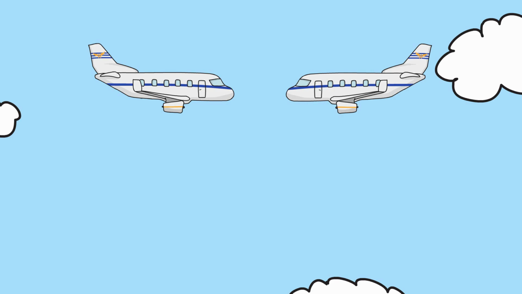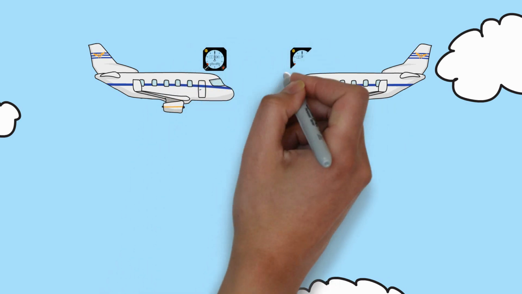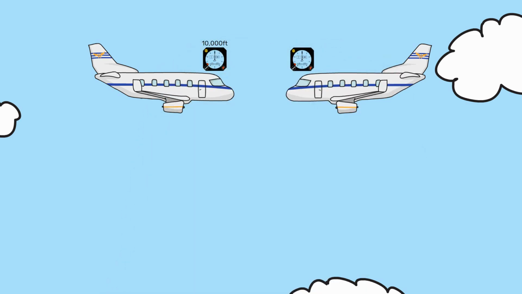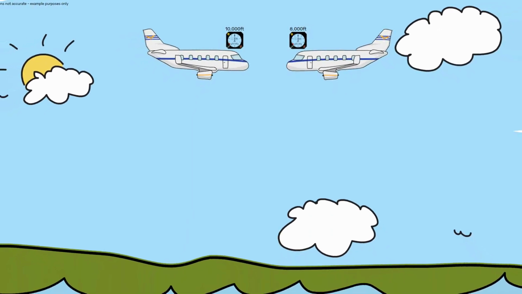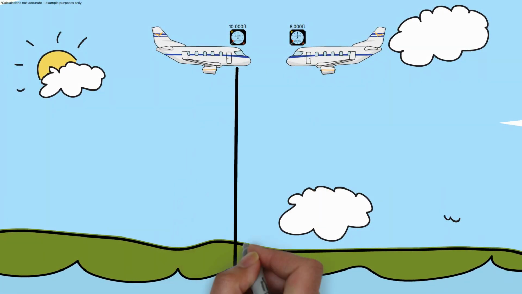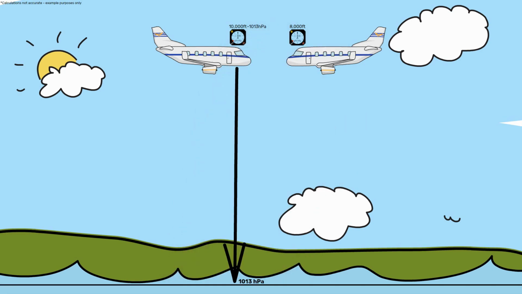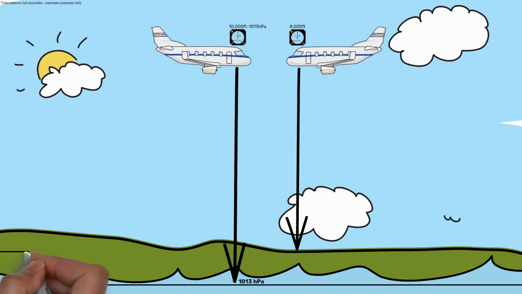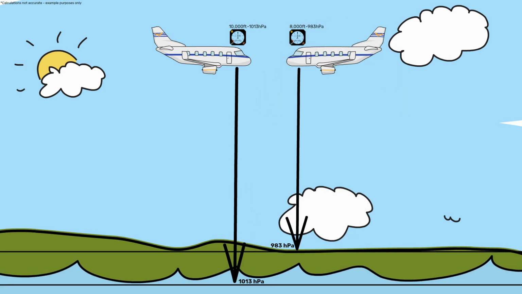These two aircraft are flying at the same level in the sky, but one is flying at 10,000 feet and the other is flying at 8,000 feet. So how is this possible? It is possible because it depends where you are measuring that distance from. One of these aircraft is measuring from themselves to the air pressure at sea level, where the other is measuring from themselves to the air pressure at ground level.